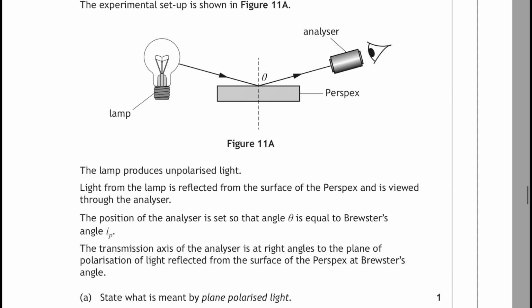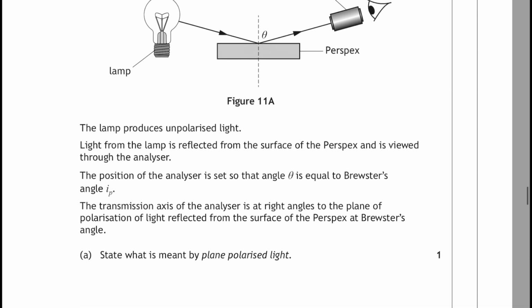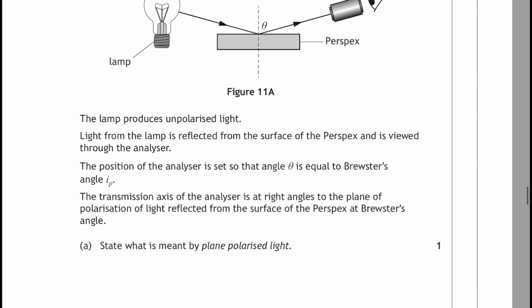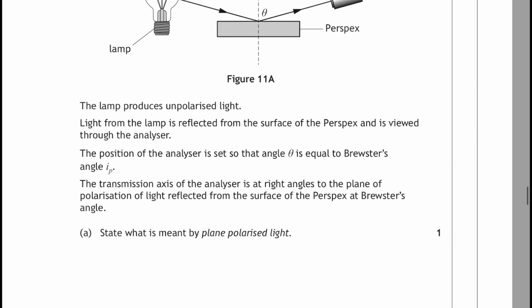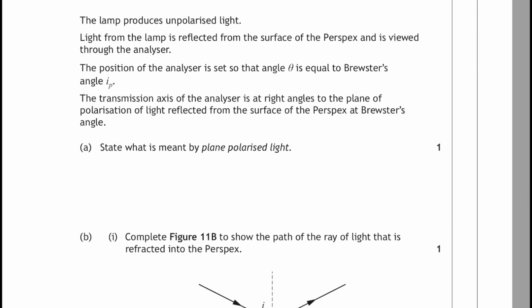You should remember here that at Brewster's angle, the reflected light is 100% plane polarized, and if your analyzer is at right angles to that polarized light, then you will not see any reflected light or glare from the surface of the perspex. Now, I've got a great wee demo of this experiment, although I'm using water instead of perspex, but I'll put a link to it in the description.